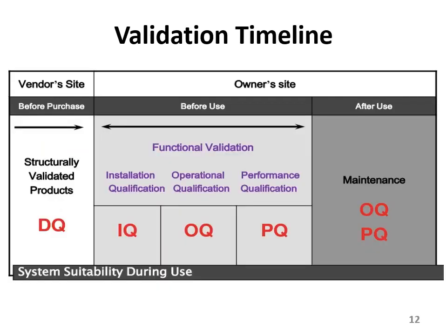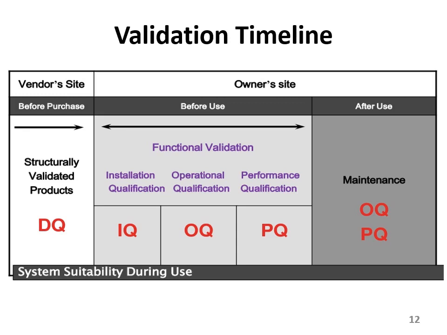Now, validation timeline. Vendor side, before purchase: structurally validated product. Whatever he is providing you should be structurally validated, DQ, design qualification. Then owner side, now you have got the machine. Before use, three things are important. Installation qualification, properly installed. Operational qualification, you must know how to operate the machine properly. Performance qualification, that you know how to perform on the machines.